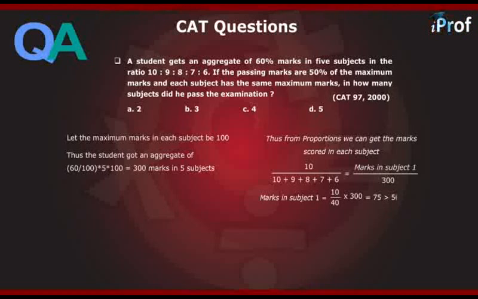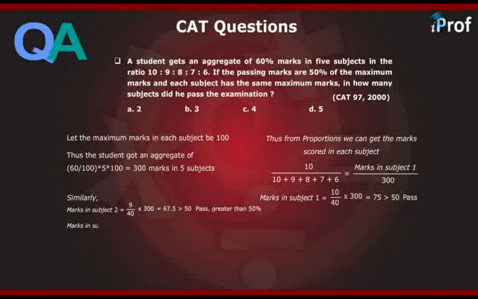Now, this 75 is greater than the pass marks, which is 50. Hence, the student passed in subject 1. Similarly, we can calculate it for the remaining subjects. Marks in subject 2 is equal to 9 divided by 40 into 300, which is equal to 67.5, which is greater than 50. Hence, he passed in subject 2.